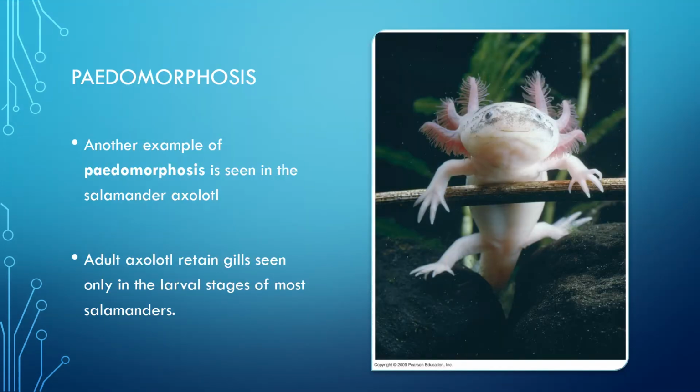Another example of pedomorphosis is seen in the salamander axolotl. It's a fun example to use just because it's fun to say axolotl. These are salamanders, and this is an adult axolotl here shown on the slide. And you can see that he has external gills. So this is a feature that you often see in larval stages of salamanders, but is very uncommon in the adults. And so this is, again, pedomorphosis, a retention of juvenile traits in the adult.